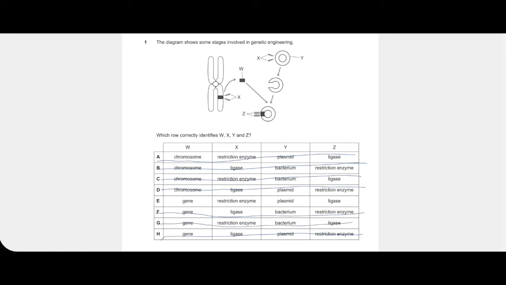And of course, Z is ligase, because that's the only one remaining, but also ligase is used to stitch the newly inserted gene into the plasmid, and therefore our answer is E. And we can move on to question 2.